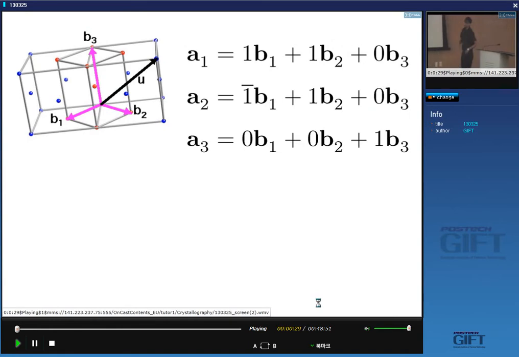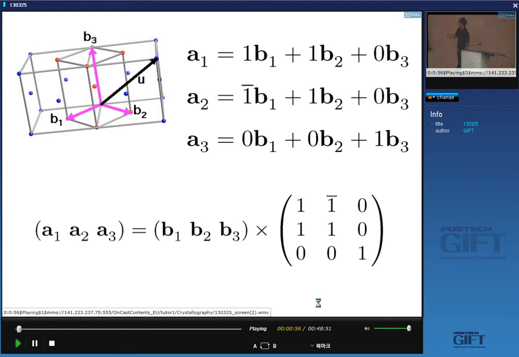Okay, just to remind you, we have here two different coordinate systems, one identified by the basis vectors A1, A2, and A3, and the other one by B1, B2, B3. And we can express the basis vectors of A in terms of the basis vectors of B. It's convenient to represent these three equations in terms of a coordinate transformation matrix, where if I take B1 and multiply it by the first column here, then I get this equation: A1 is equal to B1 times the first column, so 1, 1, 0. Similarly, bar 1, 1, 0, and 0, 0, 1.